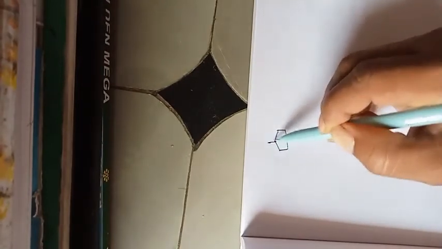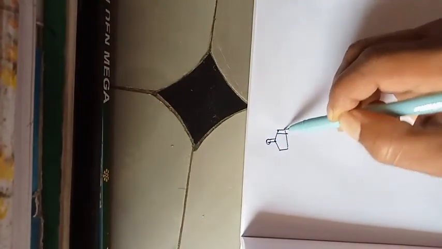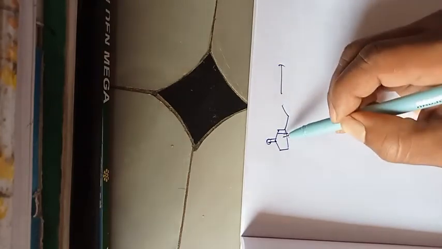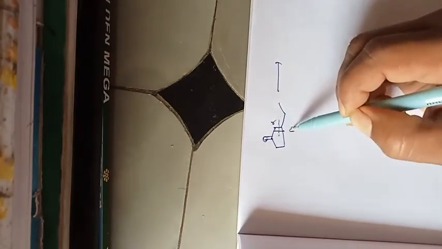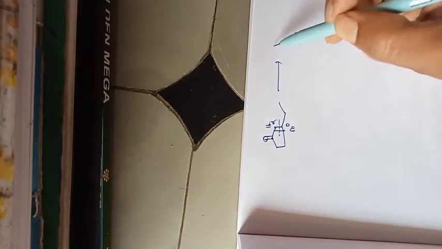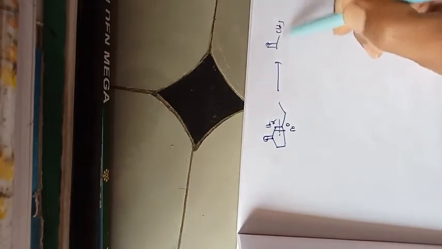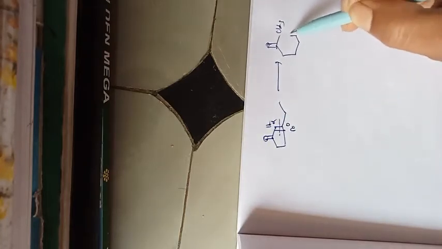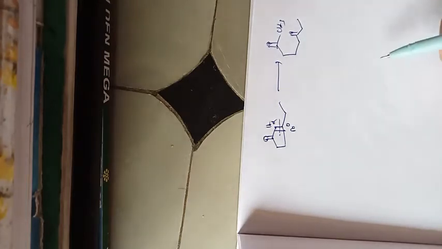Then the 9th question, for example, C double bond O and like this is there, and what are the reactants? This is alpha, beta, hydrogen and oxygen. So CH3 here and C double bond O and CH2 CH3. So this is the answer.